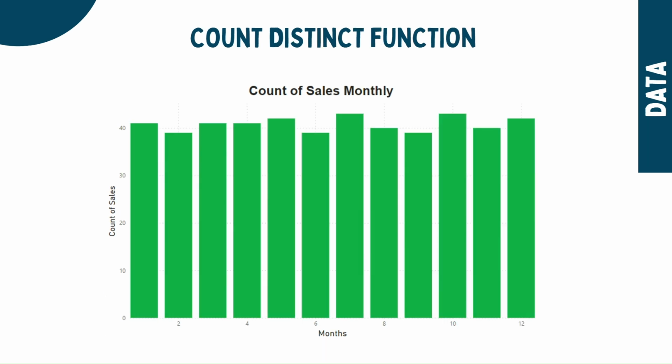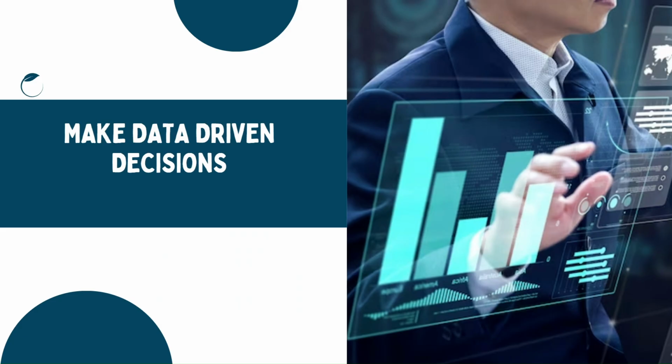On the other hand, the count distinct function in Power BI counts only the unique distinct values within a specified column or expression. It disregards duplicate occurrences of values and focuses solely on counting each unique value once. So aggregate functions like sum, average, and count are the cornerstone of data analysis and visualization in Power BI. By leveraging these functions effectively, users can unlock actionable insights, make data-driven decisions, and drive business success.